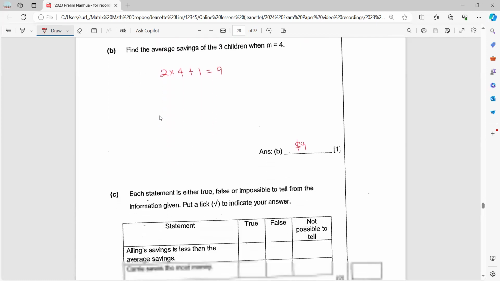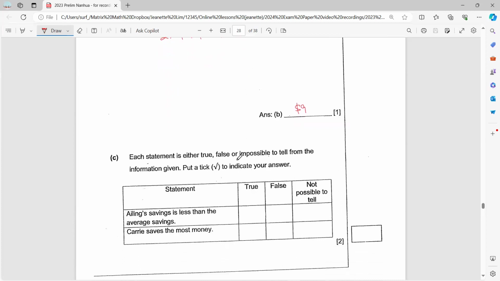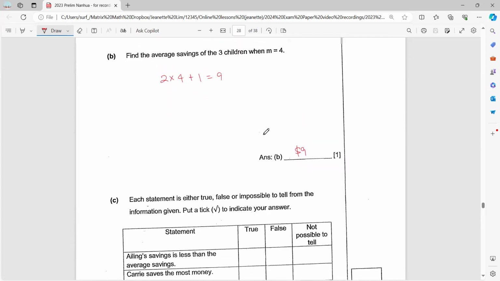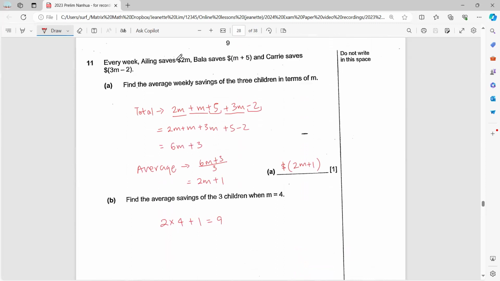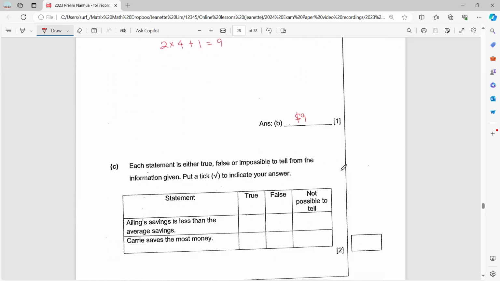Okay, the next part is interesting. You need to state whether it's true, false, or not possible to tell. First one, Eileen's savings is less than the average. Eileen is 2M, right? So 2M is less than the average, which is 2M plus 1. Is it true? Yes, definitely true. No matter what M is, 2M is always less than 2M plus 1. So true.